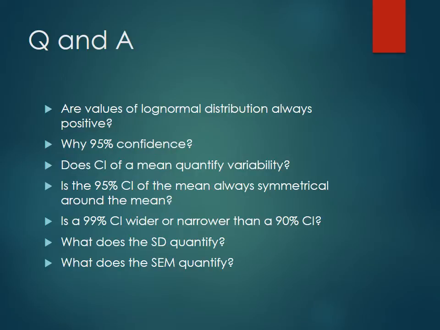Is the 95% confidence interval of a mean always symmetrical around the mean? Should be, right? Unless for some reason you couldn't go to a negative number and it were to bump up against 0. We'll see that a little when we talk about proportions, but generally it's centered around the mean. Is a 99% confidence interval wider or narrower than a 90% confidence interval? Should be wider, right? Because you need to make your guess larger to be confident it's going to fall within those values.